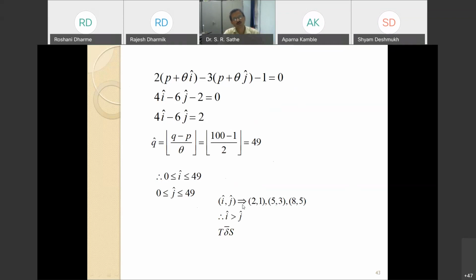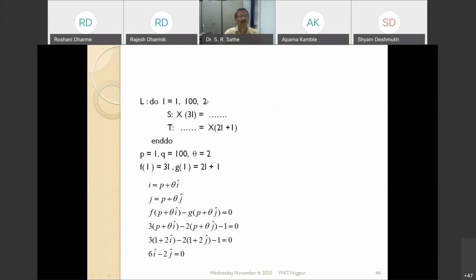So the values of I caret and j caret are given here: 2, 1; 5, 3; 8, 5. Therefore, I caret is greater than j caret, therefore S depends on T. We have established that S depends on T. And these iteration values occur here because they are within the range of 0 to 49.